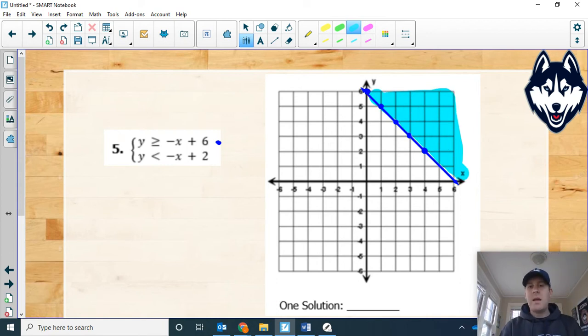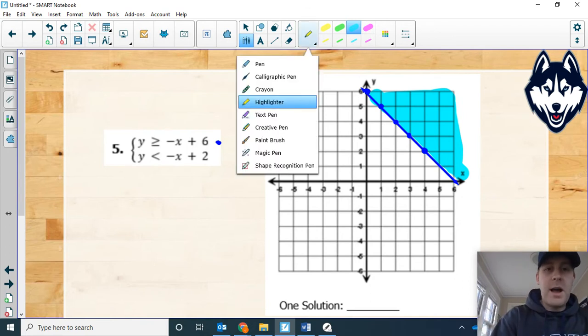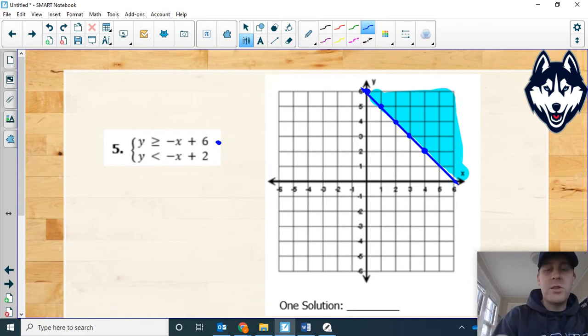All right. Now let's move on to the second one. So we have y is less than negative x plus 2. I'm going to do that one in red. Okay, so it's crossing the y-axis at positive 2, or the point 2 comma 0. Its slope is also negative x, so I'm still going to go down 1 to the right 1.